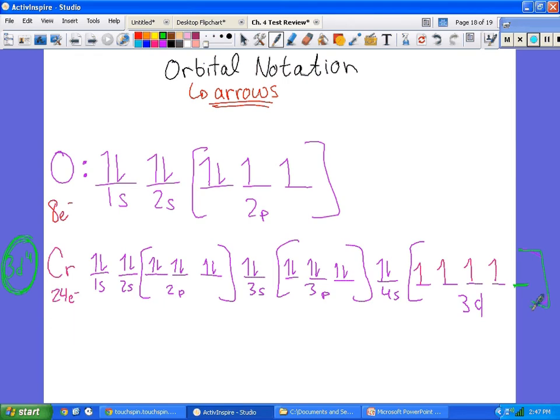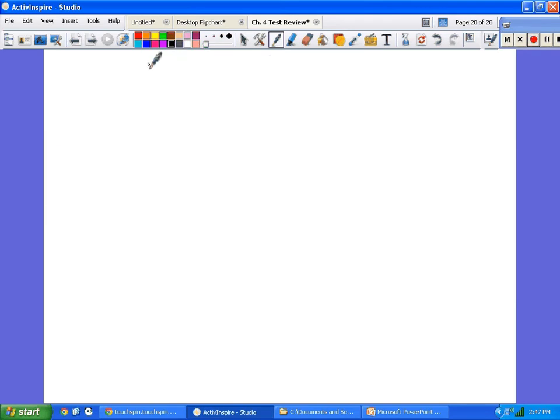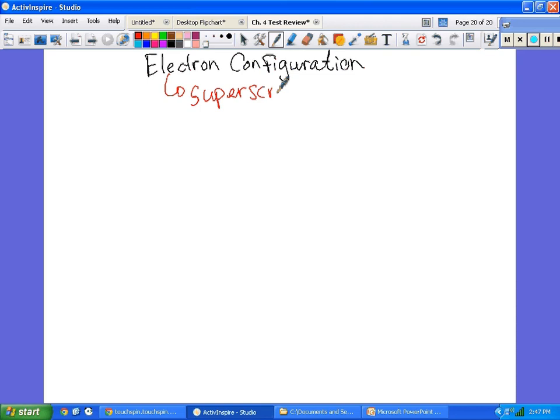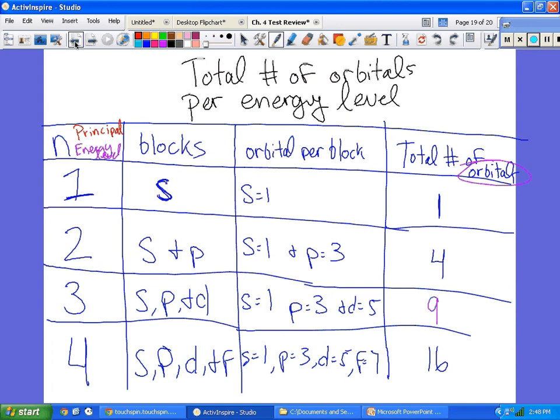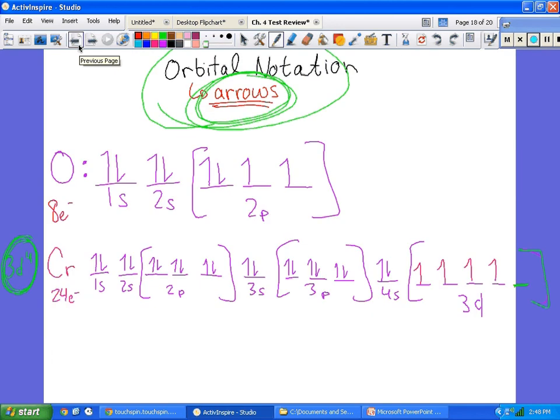So again, that is orbital notation, and orbital notation uses arrows. All right, 2 more slides. Electron configuration. Now, electron configuration uses superscripts. Okay, so I'm just going to go back and show you this. I just want to rewrite it for this one because it's going to make life easier. So oxygen. We're going to take these arrows and turn them into superscripts. So hopefully this is easy for you.